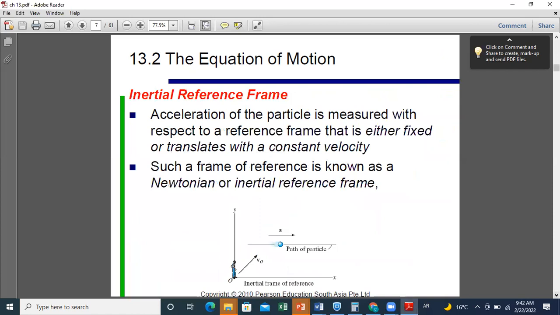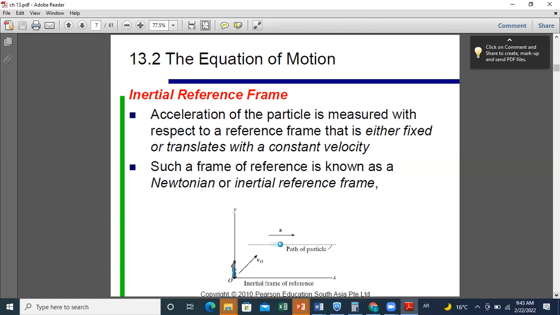Now, what is an inertial reference frame? Any frame that is translating with respect to the fixed frame, the absolute frame, with no acceleration, is considered inertial. A non-inertial frame is a frame having a certain acceleration. So we say that the acceleration of the particle is measured with respect to a reference frame that is either fixed or translates with a constant velocity. Such a frame of reference is known as a Newtonian or inertial reference frame.